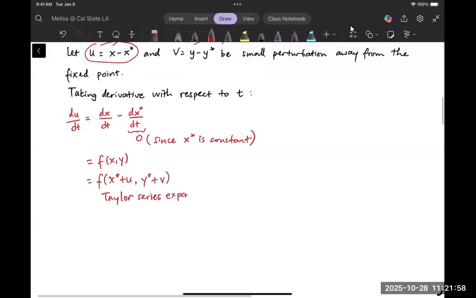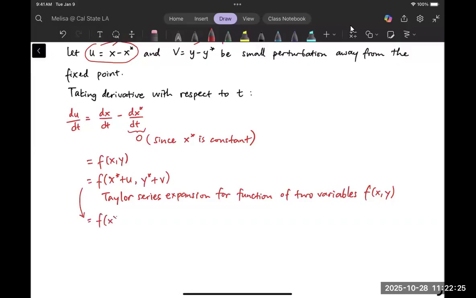So, Taylor series expansion for functions of two variables, x and y. Here, you would expand around x star, y star, around the fixed point. So we have f of x star, y star, plus u. We look at the amount of perturbation along the x direction. So it'll be u times the derivative with respect to x.